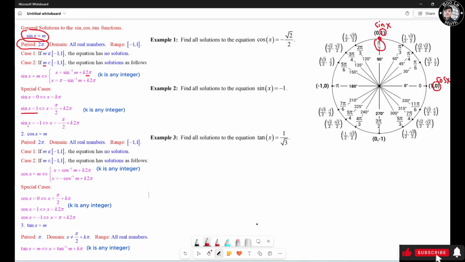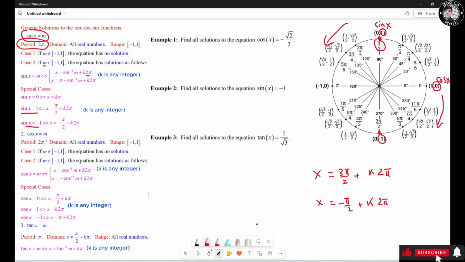Now sine s equals -1, which means this point right here. It's going to be 3 pi over 2 plus k 2 pi. So you have s equals 3 pi over 2 plus k 2 pi, or you can write s equals -pi over 2 plus k 2 pi if you go in the clockwise direction.